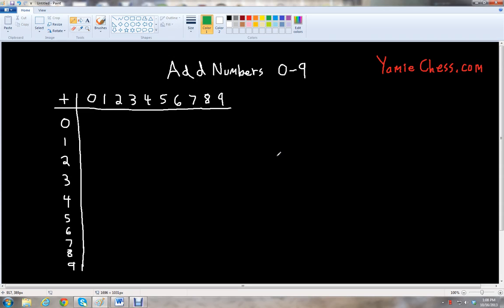Yamie Chess is the math learning aid based on classic chess that helps students in math and science education for school. In this lesson, we will learn how to add single-digit numbers from 0 through 9. So that's 0, 1, 2, 3, 4, 5, 6, 7, 8, 9. Now, addition is the first mathematical operation that you're going to learn in school. When we add two numbers together, we usually get a bigger number.